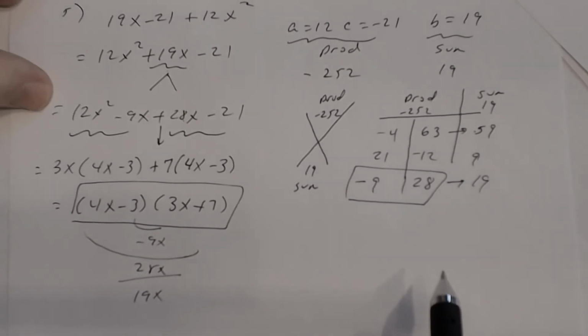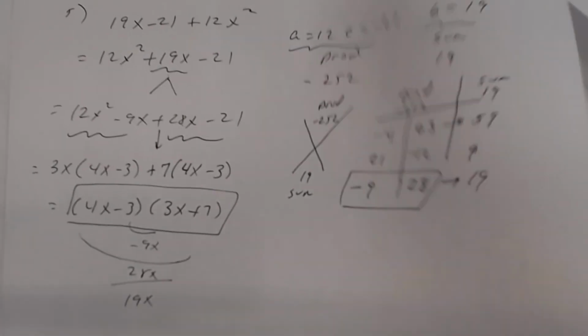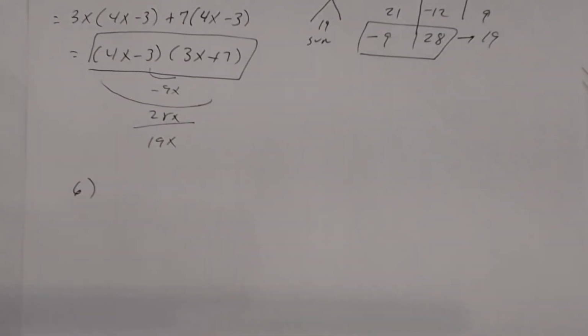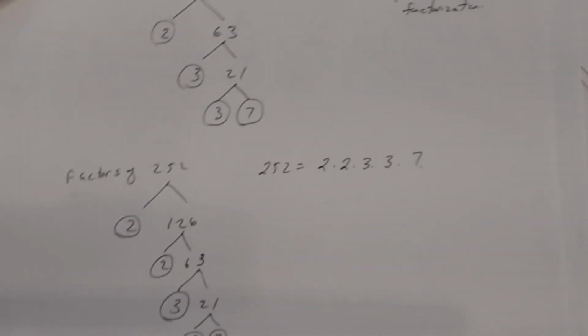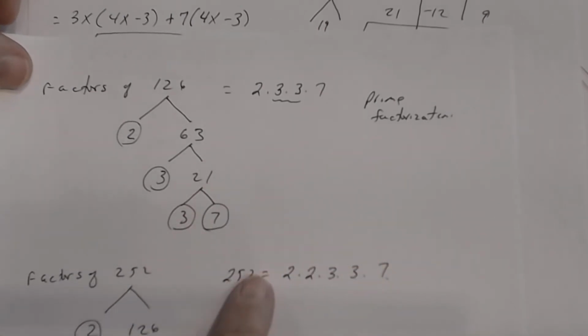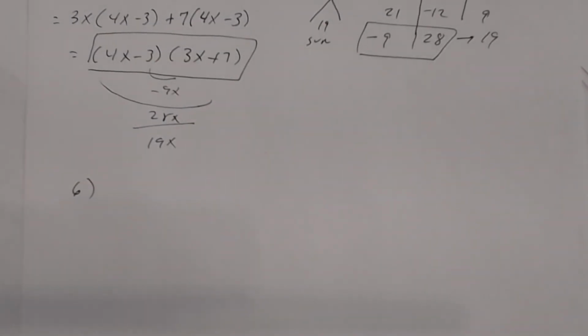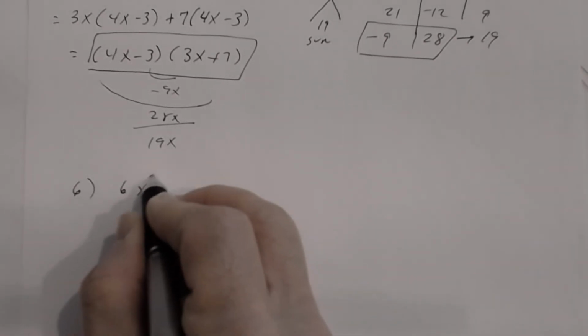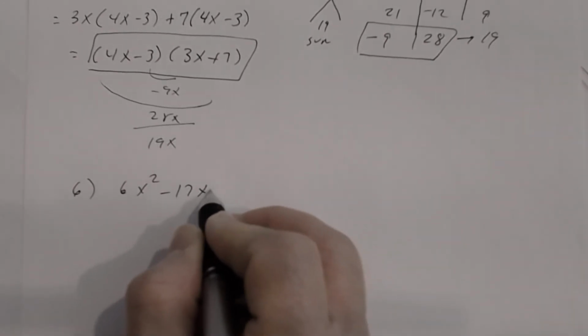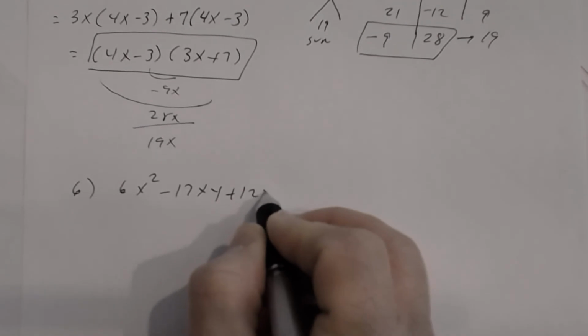All right, so that's number 5. Let's look at number 6. And again, sometimes it will be necessary to do the prime factorization, so always keep that in mind. Okay, number 6, we have 6x squared minus 17xy plus 12y squared.